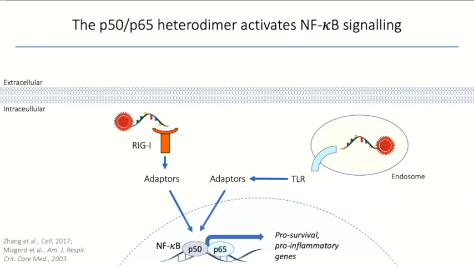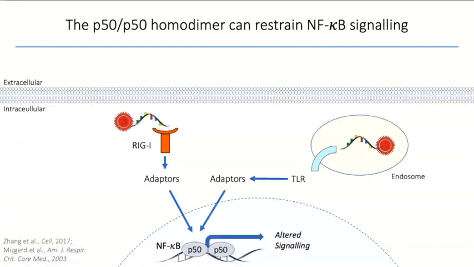So, as I've previously outlined, the NF-kappa B pathway is activated by both RIG-I-like receptors and TLRs in response to dengue virus infection. There are 5 different NF-kappa B subunits, 2 of which are P50 and P65. Activation of P50, P65 heterodimers causes the transcription of pro-survival and pro-inflammatory genes. In some conditions, the presence of the P50, P50 homodimer can mitigate pro-inflammatory NF-kappa B signaling.